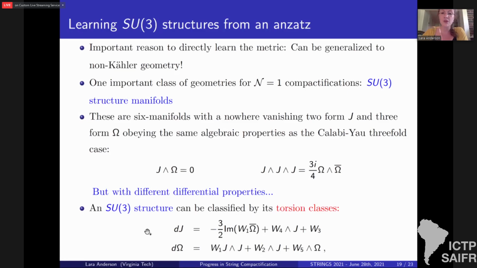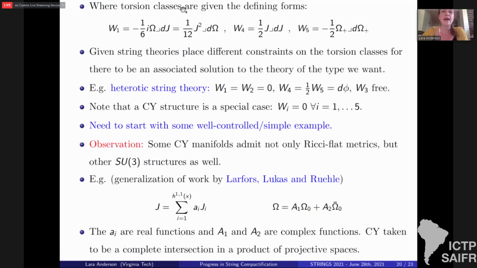So an SU3 structure can be classified by its torsion classes in this way. And these torsion classes parameterize how far off of closed forms you're running in this case. Specifically, we're interested in the context of the heterotic string theory. So we're looking for solutions to the Hull-Strominger system.